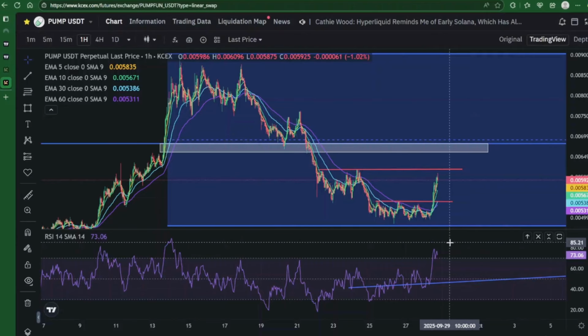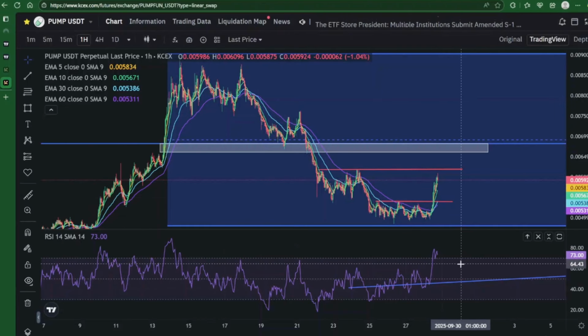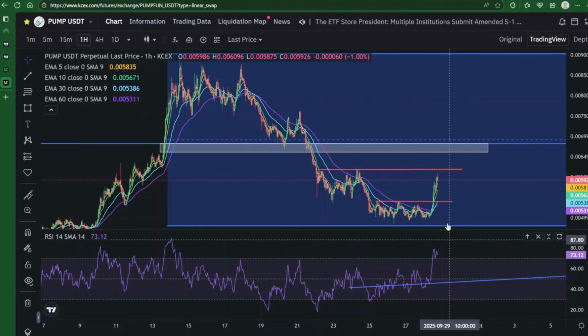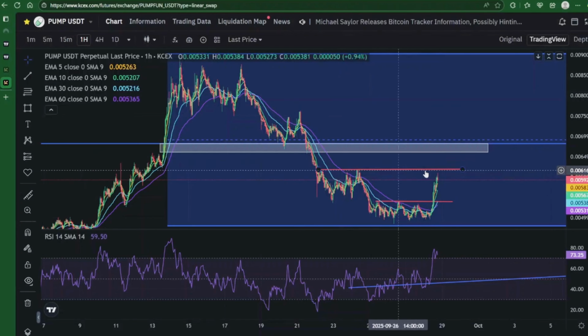So I would like to see somewhat of a correction on the RSI, let it build a base, let it build some sideways action. Sideways price action will allow the RSI to come down and allow for maybe another explosive move and try and flip that next level of resistance at these relatively equal highs.